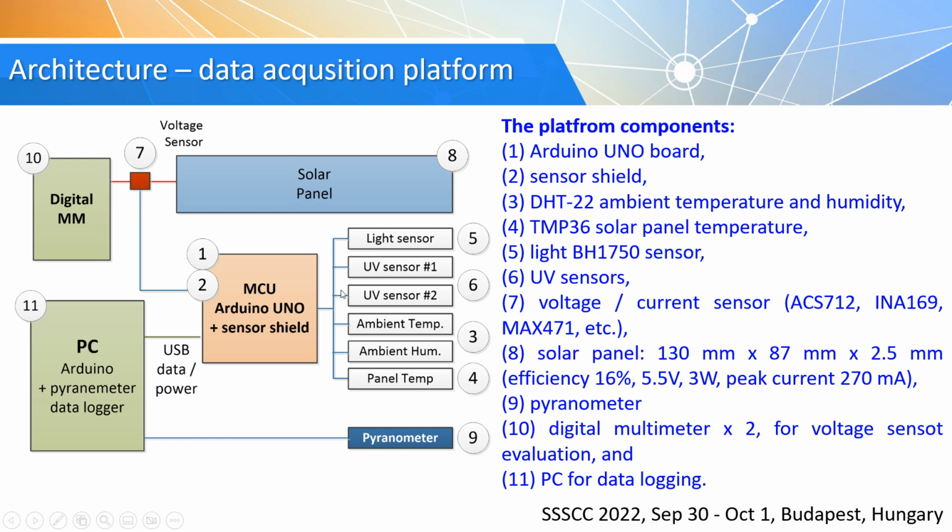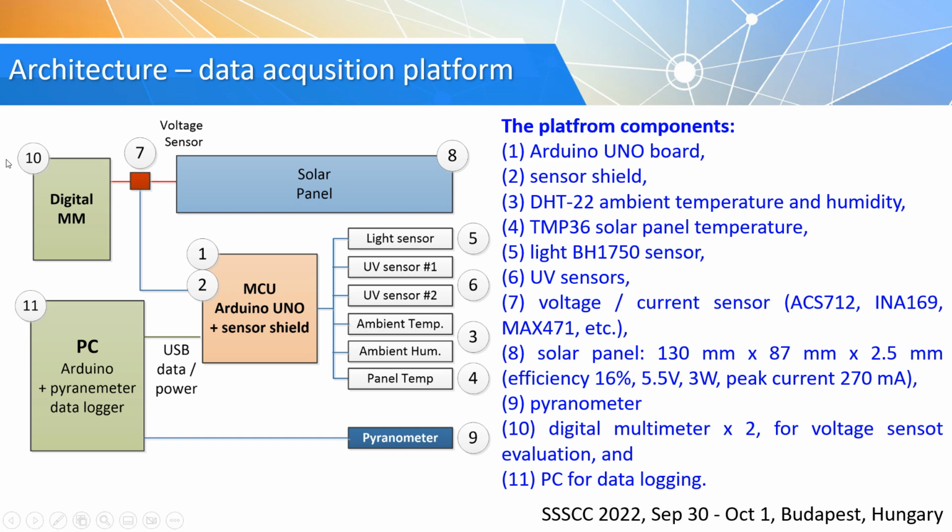This sensor is autonomously connected to the PC directly, and it measures solar radiation. All other sensors are connected to Arduino. Arduino is doing the read of data, and then Arduino sends it to the PC. This is a scheme of our data acquisition platform.